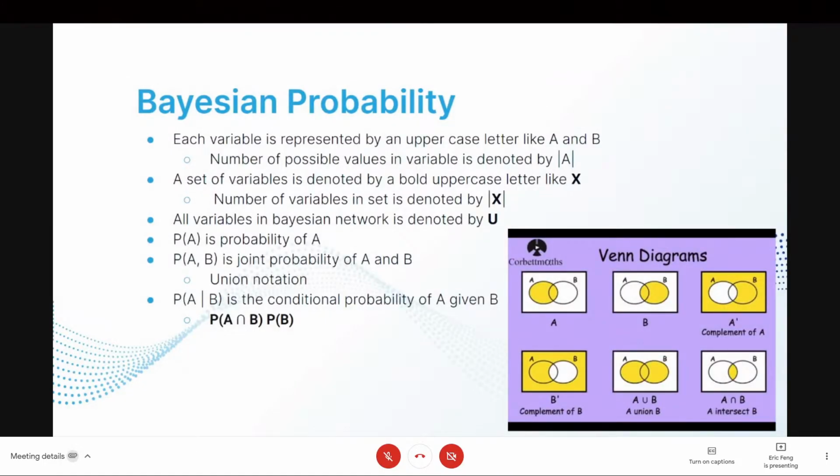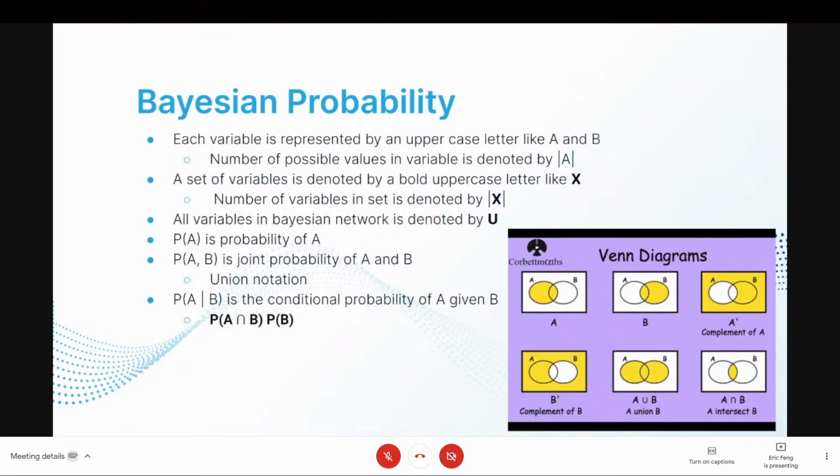Okay, so now I'm going to talk about Bayesian probability. The reason I'm talking about Bayesian probability is because it is important to understand how Bayesian networks work. So I'm going to talk about some of the basics you need to know about Bayesian probability to understand the more advanced concepts. In Bayesian probability, each variable is represented by an uppercase letter like A and B, as you can see in the slide.